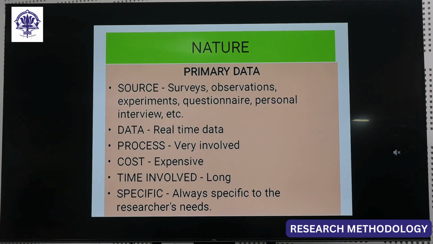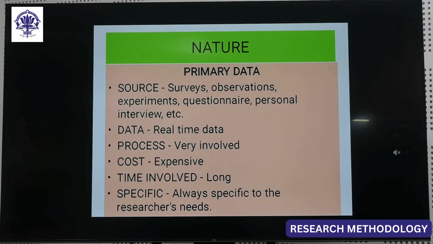Next is data collection. The nature of primary data is that it is real-time data. Since it is collected by the researcher for his purpose, it will be a real one, and since the researcher collects the primary data himself, he is very involved in what is needed. Next is cost: it will be expensive, since the researcher goes directly to the persons, everywhere, so collecting the data takes some expense. Next is time involved. Since the researcher goes directly to collect the data, time consumption will be high.